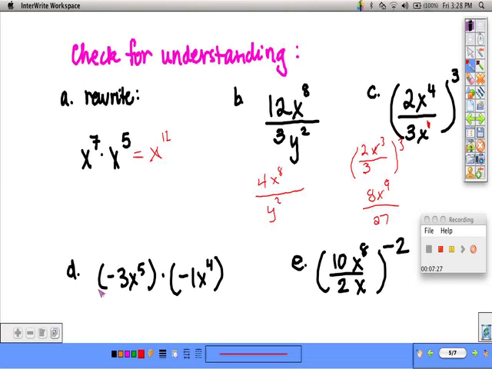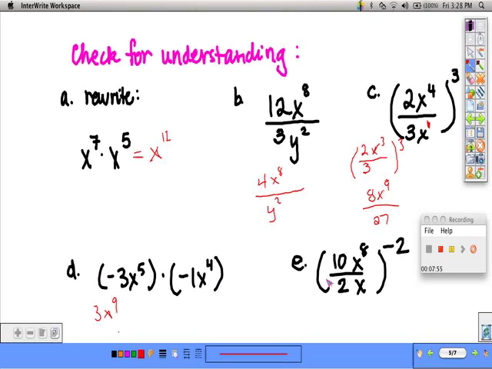Part D, this is all multiplication. So we take the number parts and we multiply them together. We get 3. And then x to the 5th on one term, x to the 4th on the other term, those have the same bases. We can add the exponents. So 3x to the 9th.